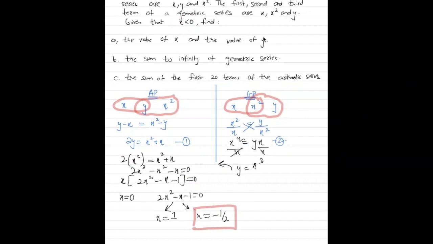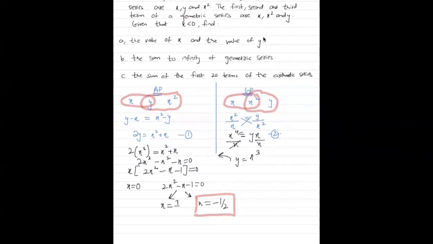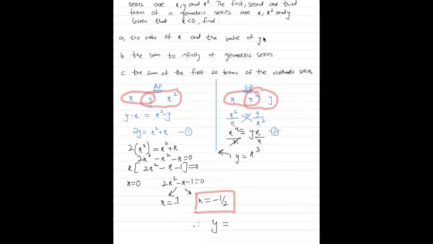If x value is negative half, what is the value of y going to be? You can plug this value of x back into this equation. So negative 1 upon 2, the whole cube, is negative 1 over 8. So that's the value of y. So you were able to formulate equations and then solve them simultaneously to get the values of x and y. Now the second part says, find the sum to infinity of the geometric series.